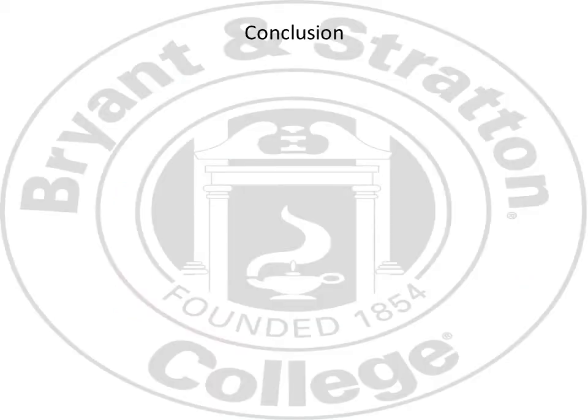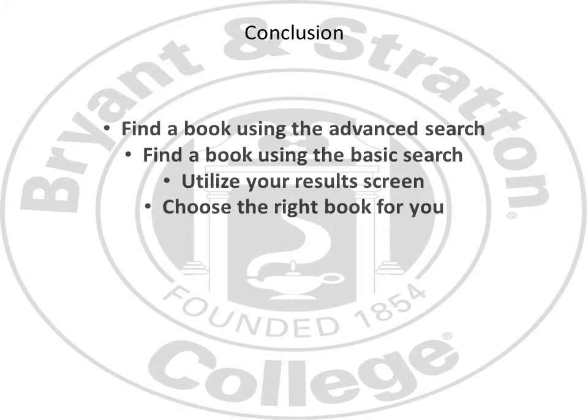This is the end of our tutorial on finding books using the virtual library. You now know how to find books using the advanced search. You can find a book using the basic search. You can utilize your results screen, and you can begin to evaluate whether you have the right book for you.